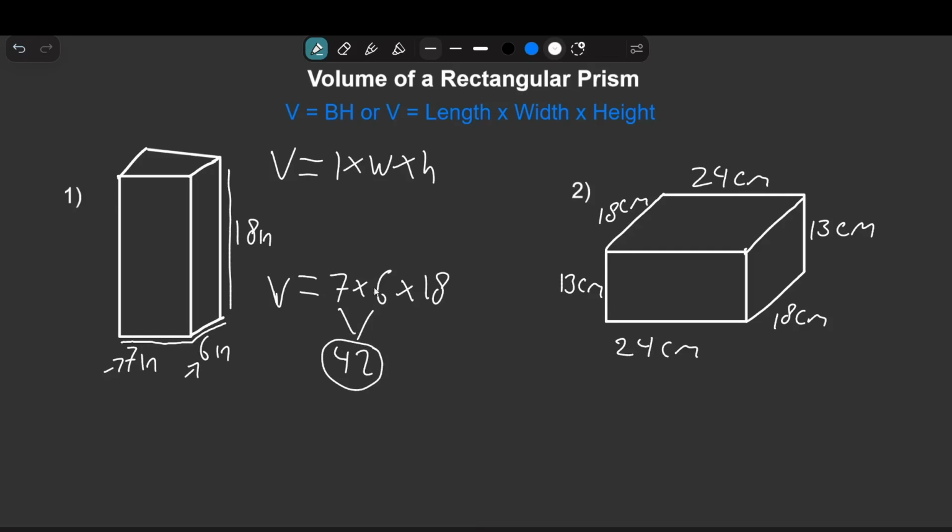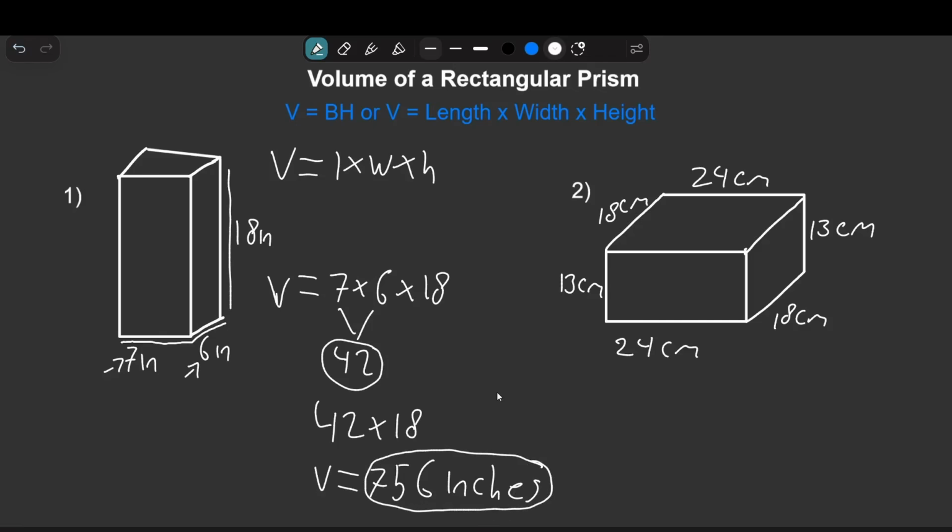Now we got the base of our rectangle, so the base area of our rectangle. Now we need to do this part of the formula: our area of the base of our rectangular prism times the height. So we do 42 times 18, and this will give us the final answer of volume equals 756 inches. So this will be our final answer for the first example.